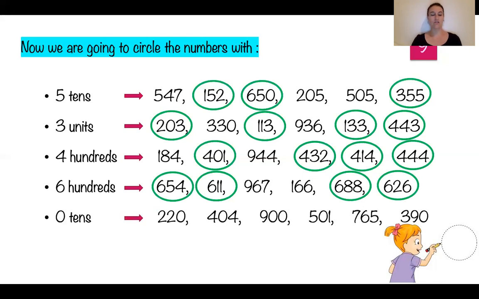All right, our last row, we are looking for the numbers with no tens, 0 tens. So 220 has got 2 tens. 404 has got no tens, so let's circle it. Then our next number is 900. There are no tens. We can circle it. Our next number is 501, also no tens. 765, there are 6 tens, and 390, there are 9 tens.